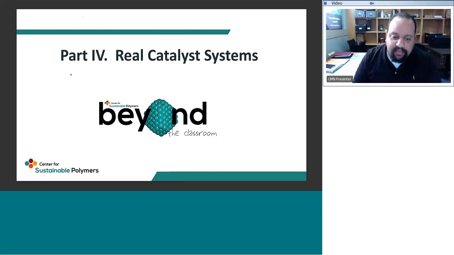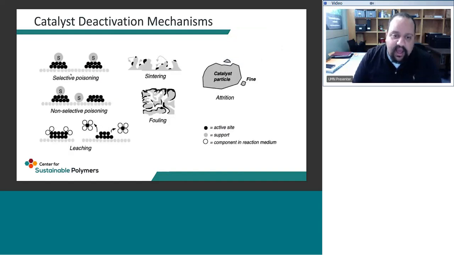And so coming to this part here, we'll continue straight on, and we'll have questions at the end of this section. Just going on to more realistic catalyst systems and what you might face there. So what I'm showing here is a cartoon of catalyst deactivation mechanisms.